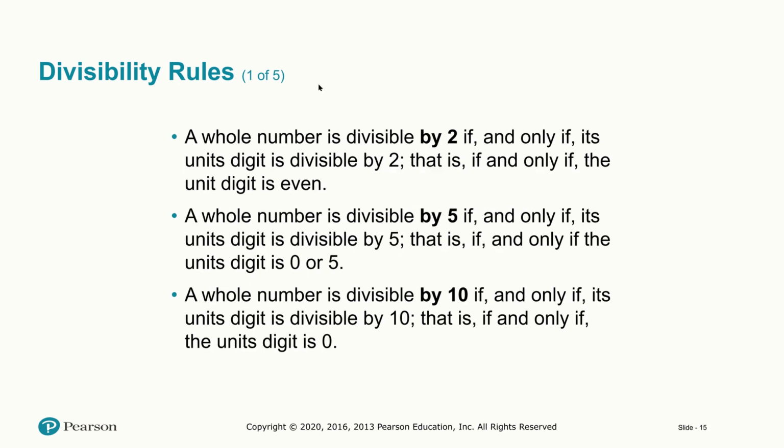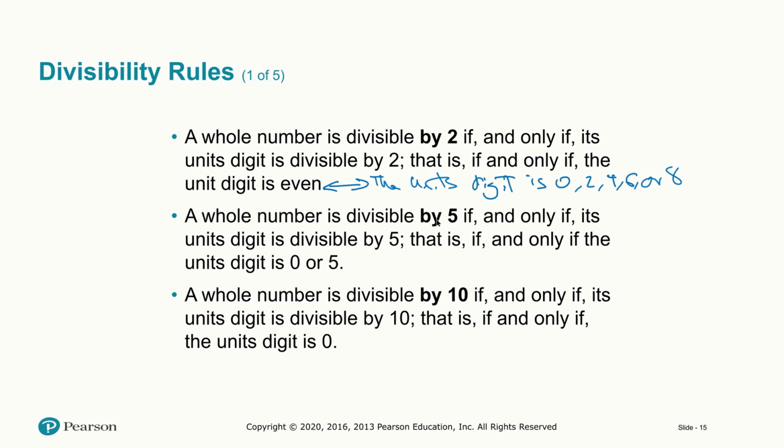All right, so here are three of the important divisibility rules. A whole number is divisible by 2 if and only if its units digit is divisible by 2. That is, if and only if the units digit is even. Meaning what? Let's go with another if and only if. This time we'll do it symbolically. We'll say if and only if the units digit is 0, 2, 4, 6, or 8.